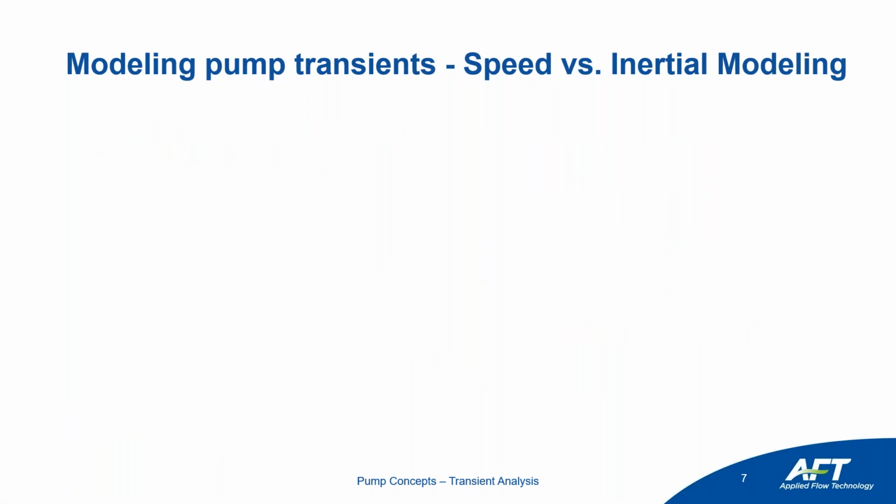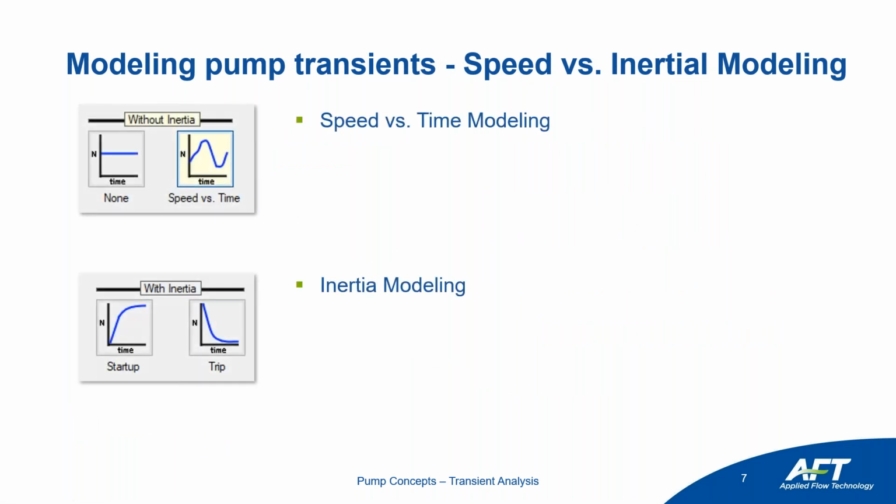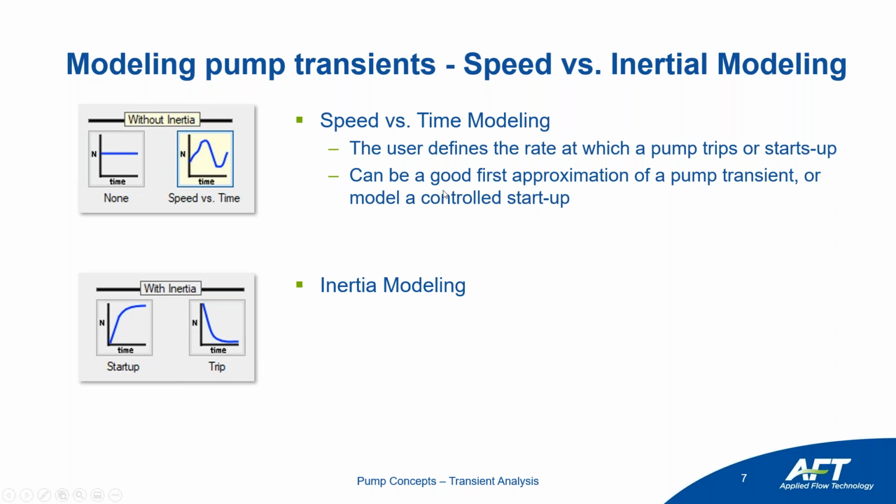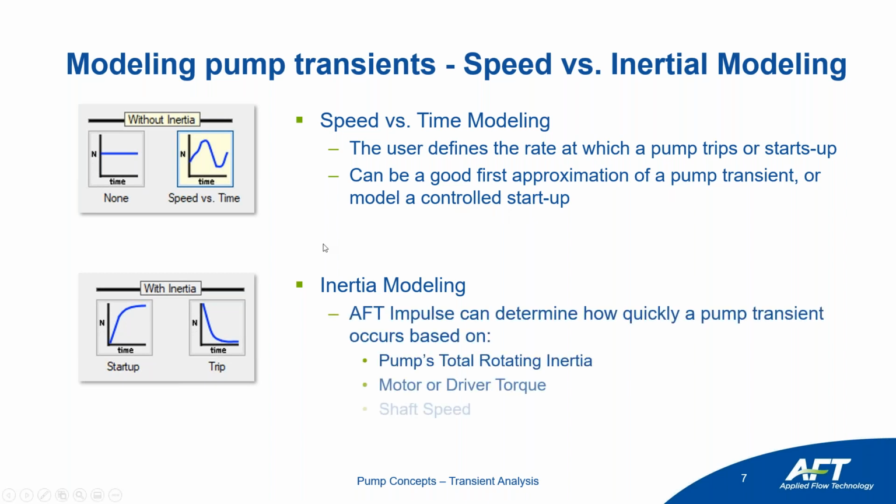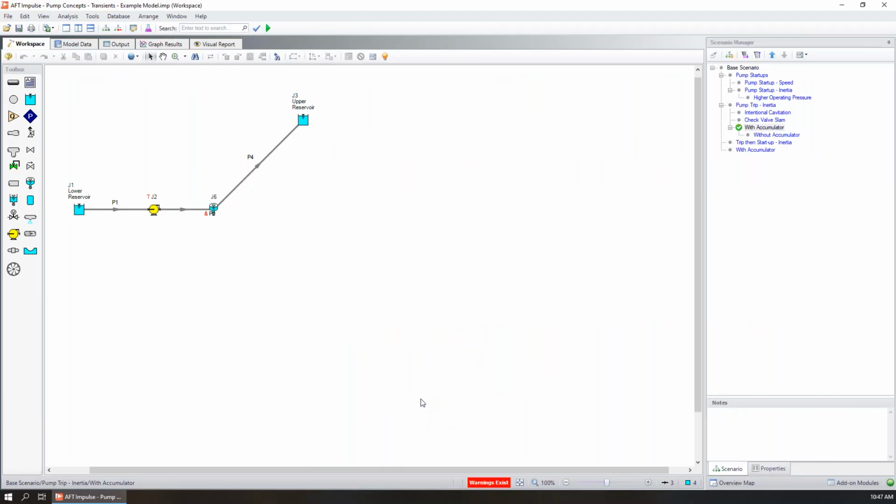So let's model different pump transients, so speed modeling versus inertial modeling. So speed versus time, the user is defining the rate at which the pump is tripping or starting up. This can be a good first approximation of a pump transient if you know it'll happen within 2 seconds, or if you have a controlled startup where you can actually control the speed at which the pump is operating. That's different from inertia modeling, where instead AFT Impulse can determine how that pump is going to occur based on things like the pump's total rotating inertia. That accounts for the pump, the motor, and the fluid within it, the motor or driver torque, and then also the shaft speed.